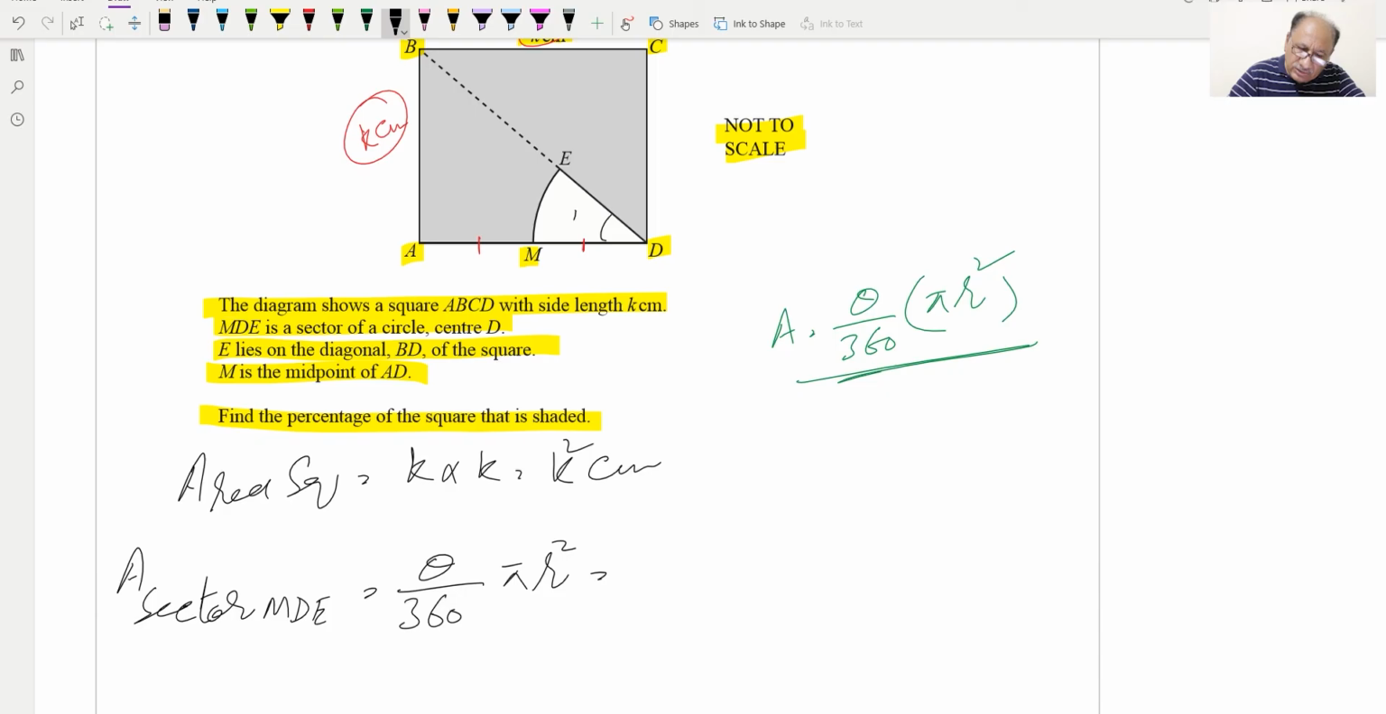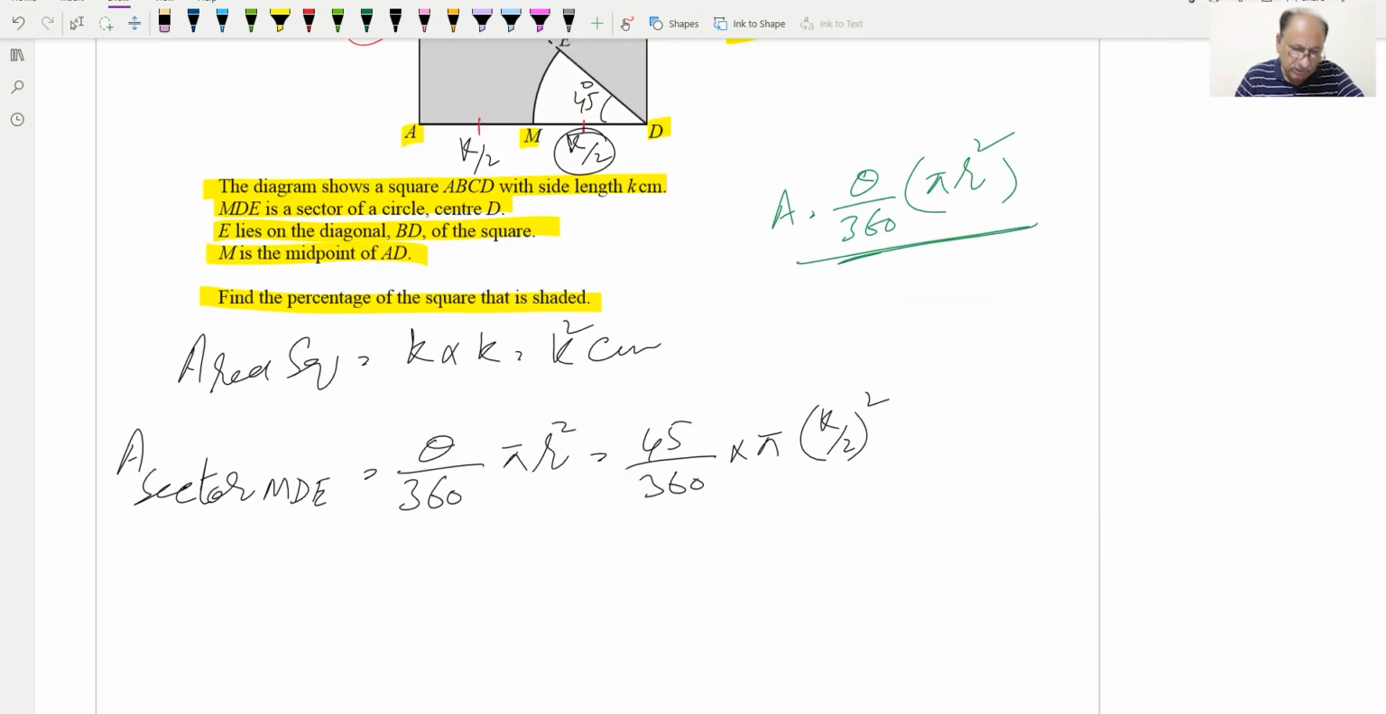So this angle is 45 degrees. So we can write 45 over 360 into pi, and the radius is what? The radius is half, so this is k by 2, and this is also k by 2. So we can take the radius as k by 2. So we can write (k by 2) square. Now the shaded portion, they are saying find the percentage of the square that is shaded. So we can write shaded.